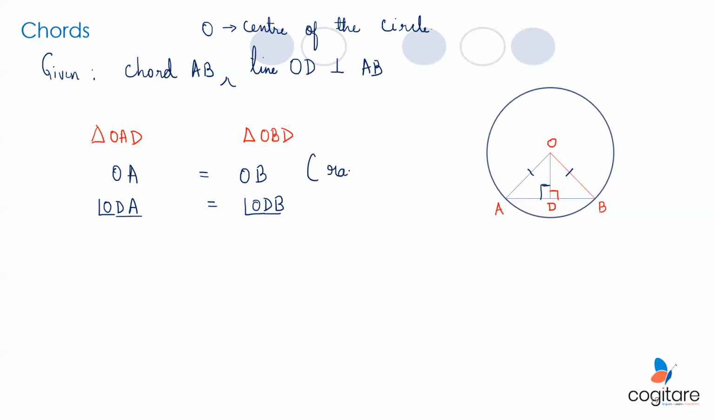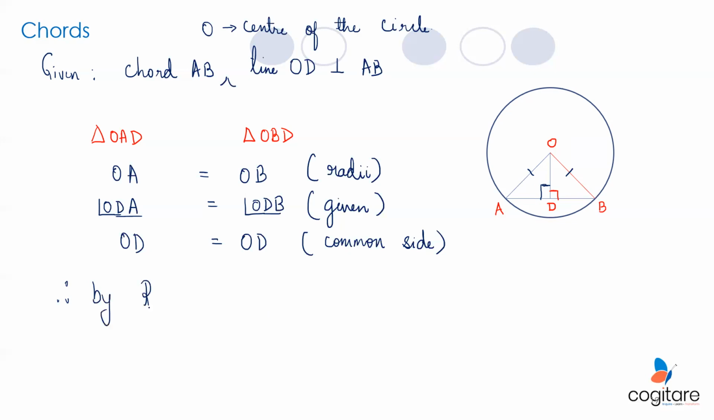Okay, this is because it is the radii. It's given that OD is perpendicular to AB. What about OD in itself? Guys, it's common, so OD is equal. It's a common side. So which postulate can you use here to prove that OAD is congruent to OBD? Isn't it RHS, right? Right angle, hypotenuse, and one side.